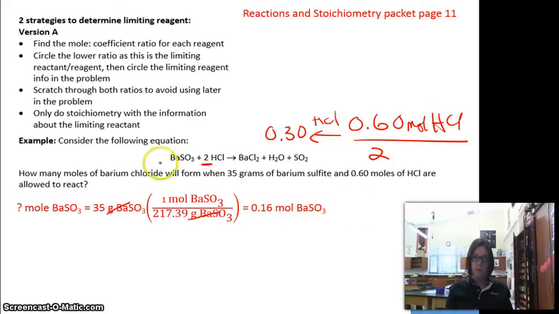So then if I look at the balanced equation, the coefficient's an invisible 1 there. So I'd put the ratio as 0.16 moles to 1. Well, this is the lower ratio. That means that this is going to be my limiting reagent.